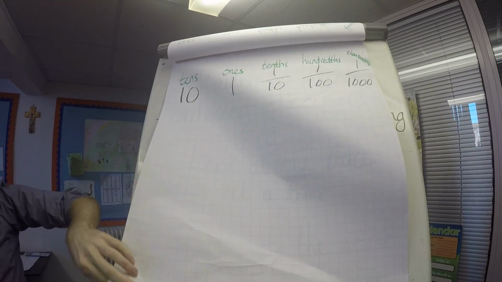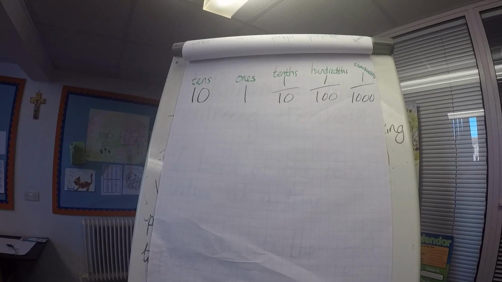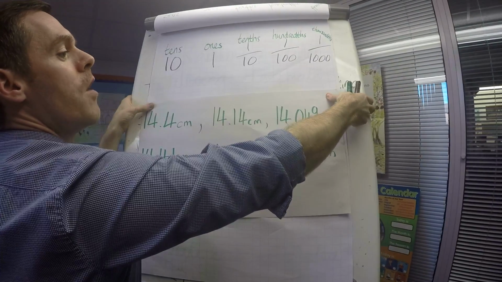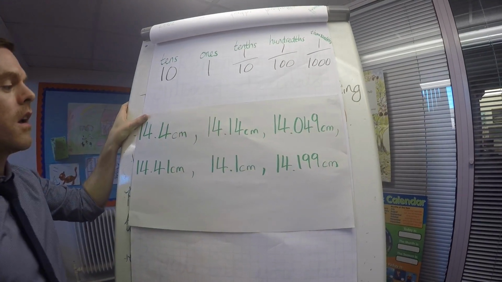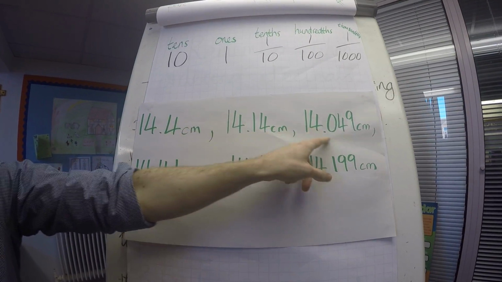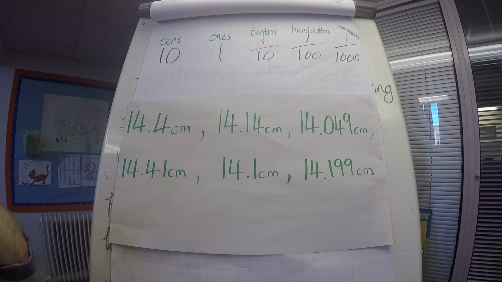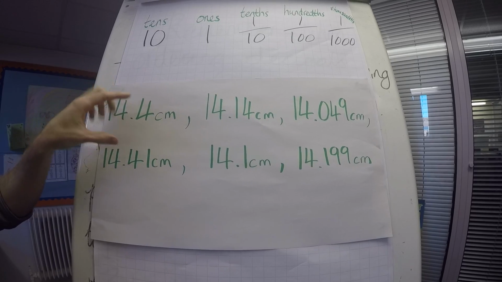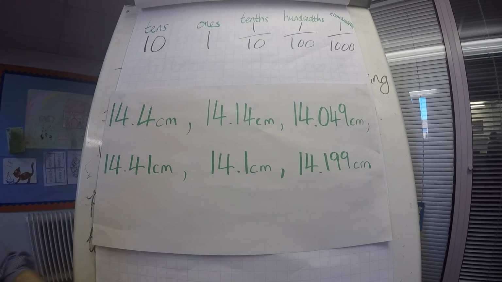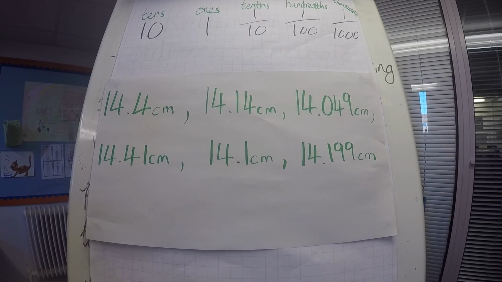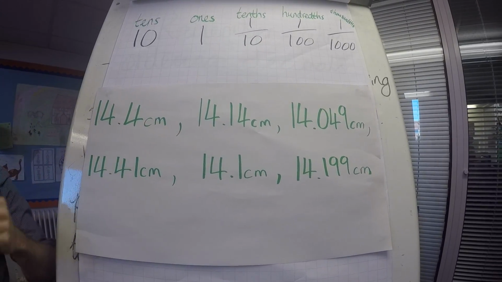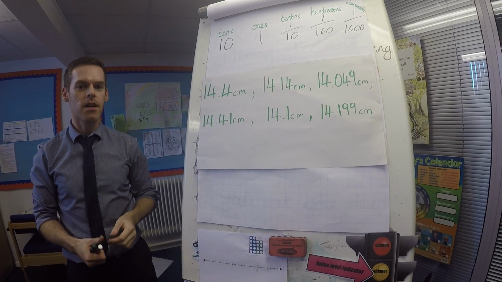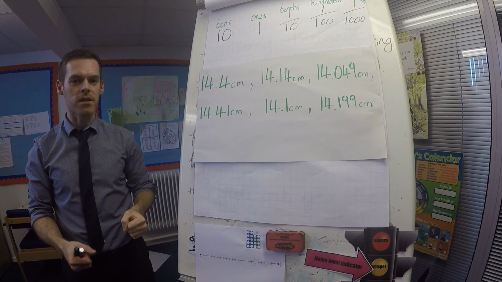So, your challenge now is, I want you at home, ready for our next lesson on Wednesday, to order these 6 decimal numbers from smallest to largest. And they're all to do with length. They're all in centimeters, but that doesn't matter. That's just what these decimal numbers represent this time. So follow the steps that I showed you and see if you can order these 6 numbers from smallest to largest. And we're going to be talking about that on Wednesday. Good luck.